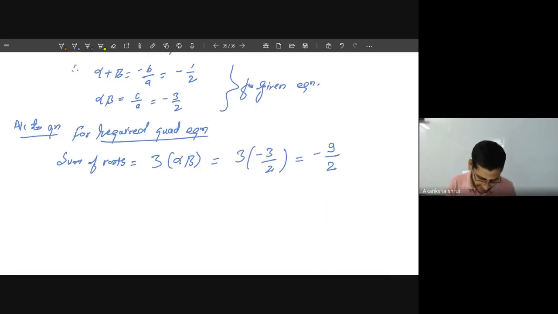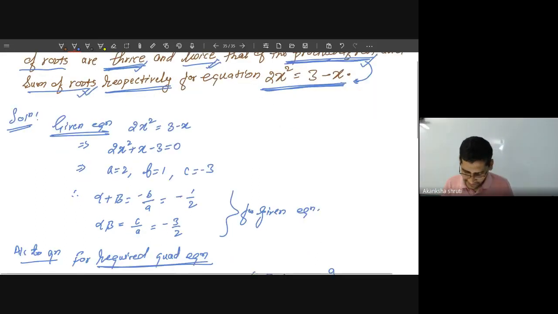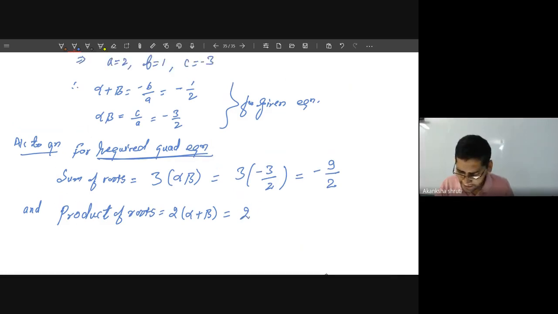Okay. And the same thing for the required quadratic equation, the product of roots. Read this question again carefully. The product of roots is twice the sum. So it is twice of alpha plus beta, which we have calculated above as minus 1 by 2. Very good. So it is minus 1.